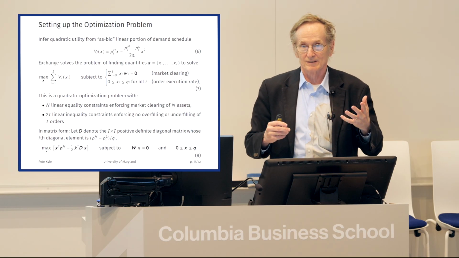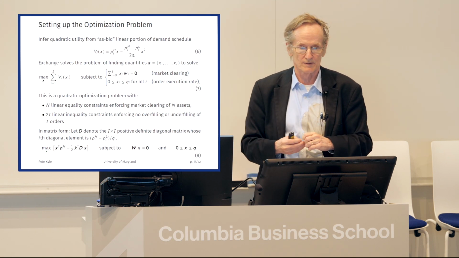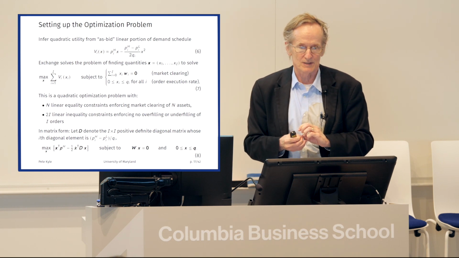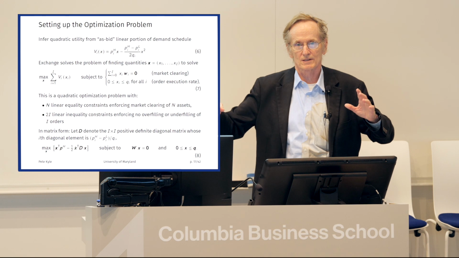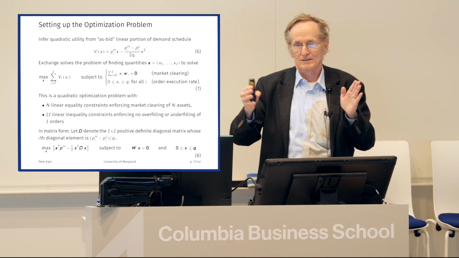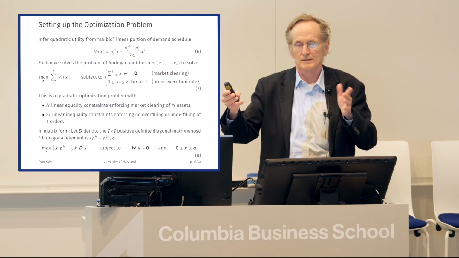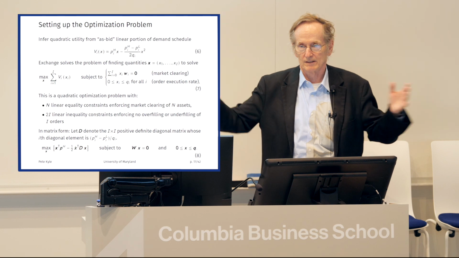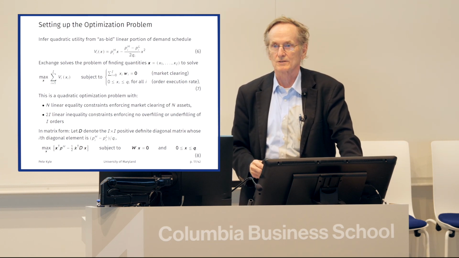But that's not a million things clearing, it's just 1,000. 1,000 asset markets clear, so the sum of the X's multiplied by the weights on the orders for those X's has to be 0. And then you have some inequality constraints that say that X, the number of portfolio units you execute, has to be between 0 and Q. It can't be outside of that, so that's the inequality constraints in equation 7.